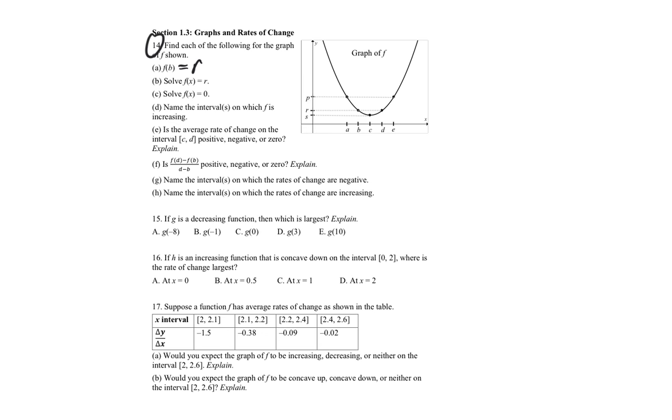Next, we're asked to solve f of x equals r. We notice there's 2 points here which give us that value. Therefore, for this one, x could be b or d.